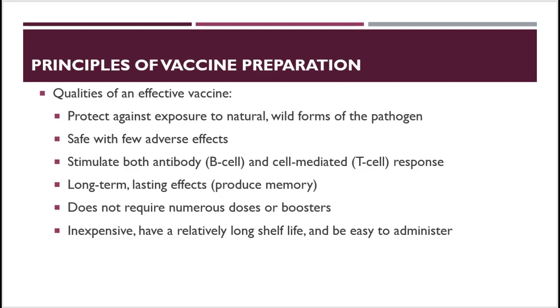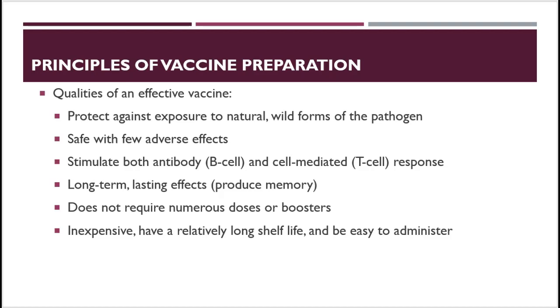There are a number of characteristics that we're looking for in an effective vaccine. So we want a vaccine that's going to protect against exposure to natural wild forms of the pathogen. We also want a vaccine that's going to be safe with very few adverse effects. It needs to be able to stimulate both antibody and cell-mediated responses so that we get memory produced from both cell types. We want it to have long-term lasting effects, so it's important that memory is produced from this vaccine.